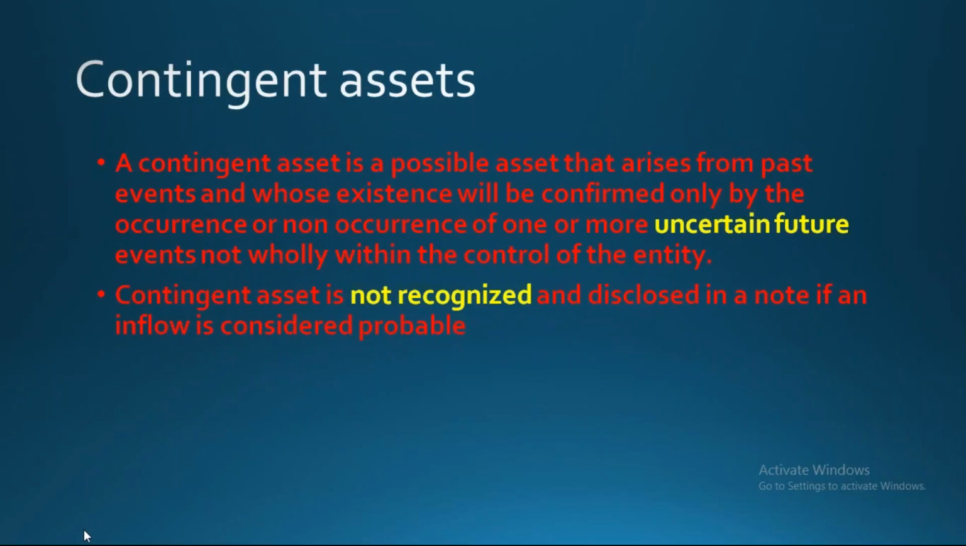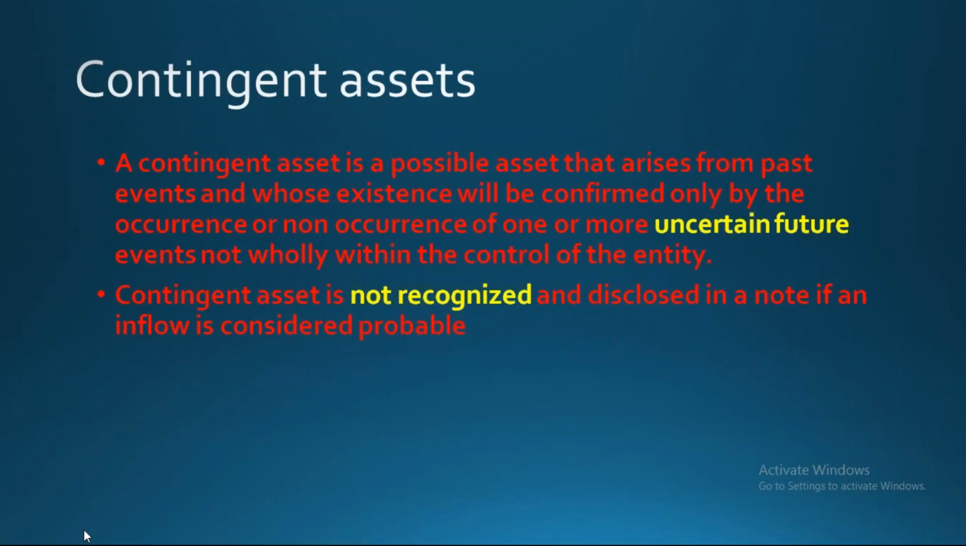No double entry is put. Contingent liabilities, no double entry is put. Contingent asset, no double entry is put. But it will be disclosed as a note if an inflow is considered probable. Contingent liabilities, we will always disclose unless it's a very remote thing. Contingent asset, we will not disclose it unless the inflow is considered probable.